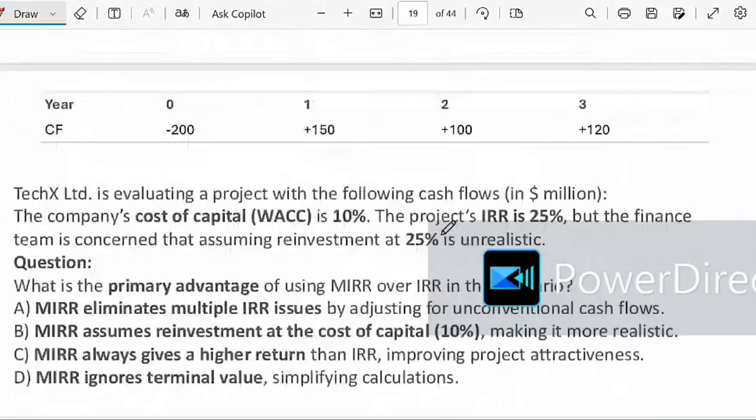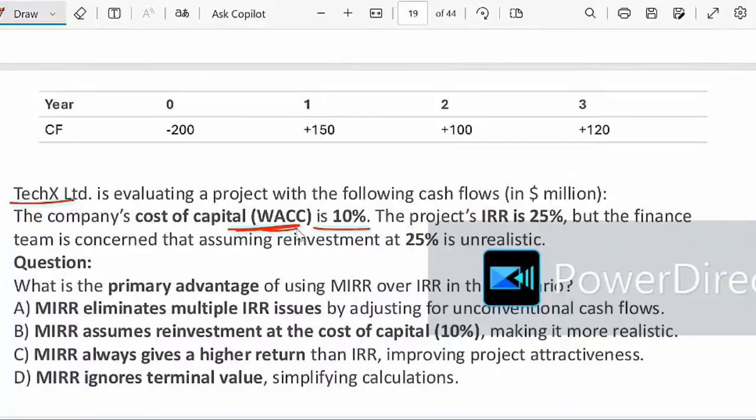Now let's look at this question. This is another question based on the same discussion which we have just done. So what is happening here is that TakeX Limited is evaluating a project with the following cash flow. Company cost of capital is 10%. We will discuss what is WACC in the upcoming lecture. And the project IRR is 25%. But the finance team is concerned that assuming reinvestment at 25% is unrealistic, right?